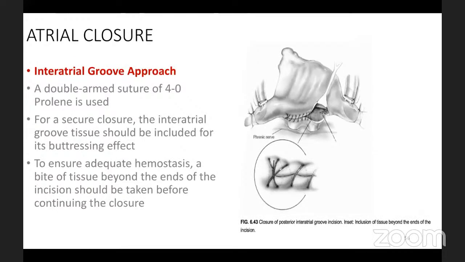So finally, with the atrial closure, for the inter-atrial groove approach, a double-armed suture with Prolene can be used. For secure closure, the inter-atrial groove tissue should be included for its pursestring effect. To ensure adequate hemostasis, as we can see here in the second picture, a bit of tissue beyond the end of the incision should be taken before continuing the closure.